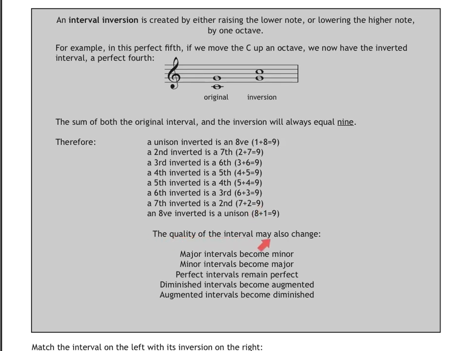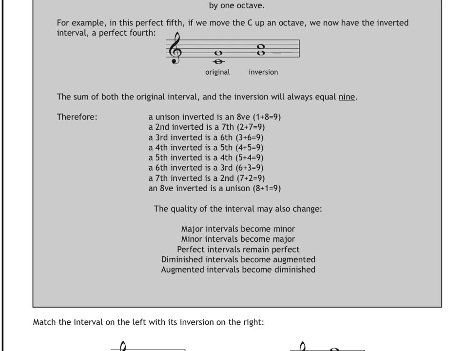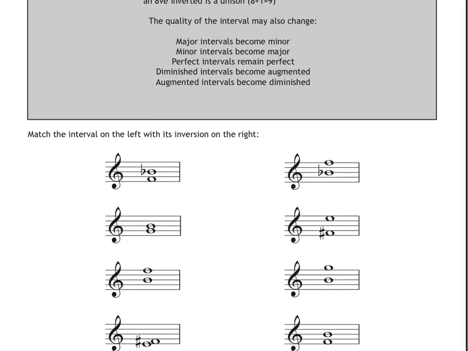Okay, the quality of the interval will also change correspondingly depending on what your original interval was. Major intervals become minor, minors become major, perfects remain perfect, diminished become augmented, and augmented become diminished. It's one of those weird things that was sort of figured out. Okay, so with a few examples, we'll do a couple.